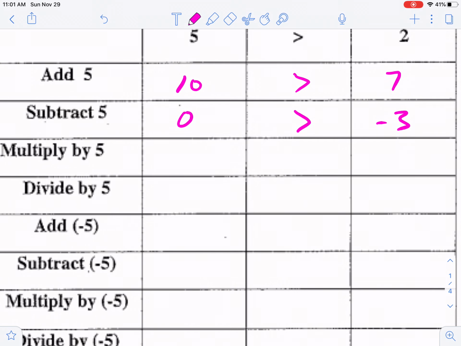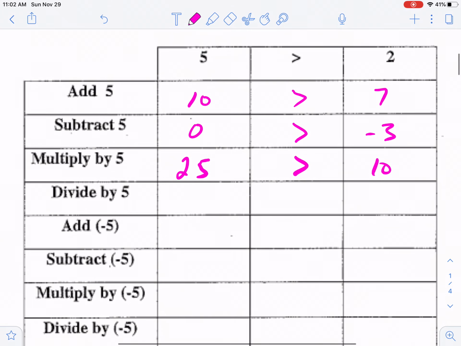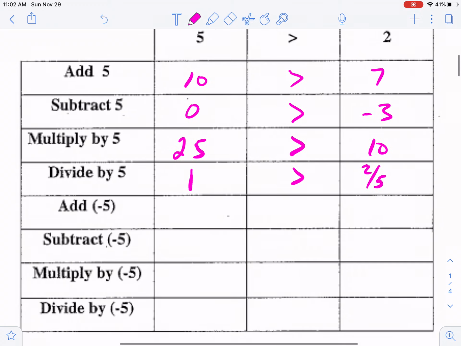Multiply by 5. 5 times 5 is 25. 2 times 5 is 10. Points to the small number. Divide by 5. 5 divided by 5 is 1. 2 divided by 5 is 2/5. Points to the small number.